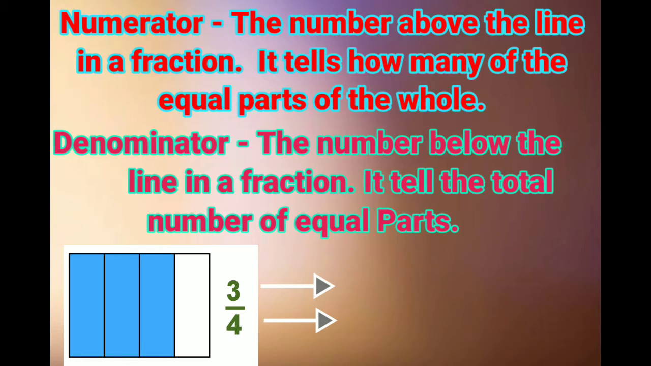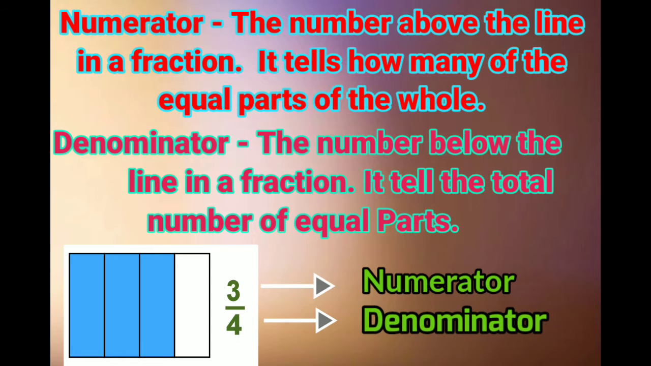Let's understand with an example. Here you can see the picture with 3/4. In 3/4, 3 is the numerator. It is above the line in the fraction. So 3 is the numerator and 4 is below the line, so 4 is the denominator. Children, did you understand about the numerator and denominator? Okay, then next one.